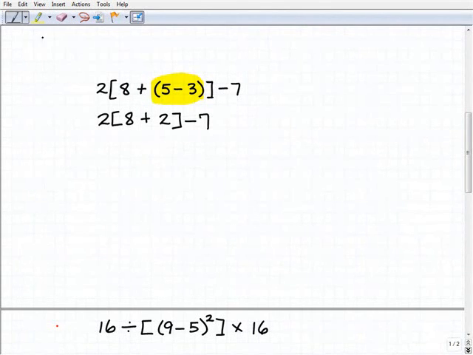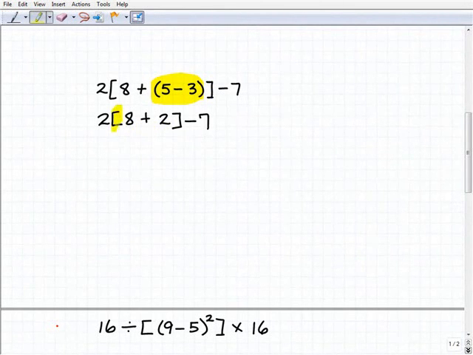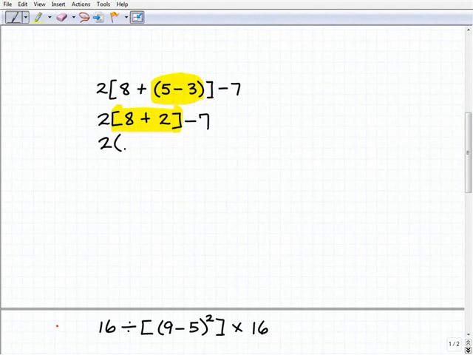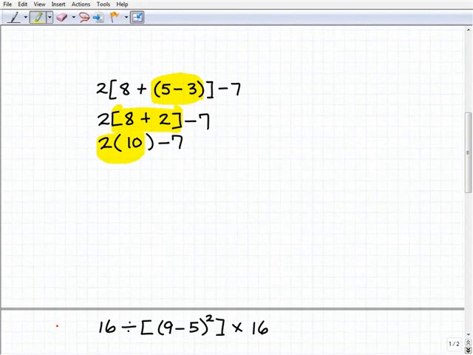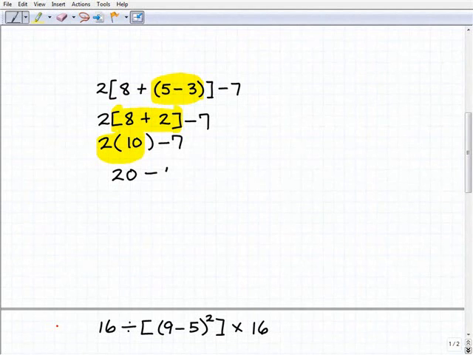Okay, so now I'm looking for any more grouping symbols or parentheses, and I have them. These brackets are the same as parentheses. They mean the same thing in mathematics. So I'm going to work on what's inside of those brackets, and I have 2 times 10, 8 plus 2 is 10, minus 7. So right here, this is multiplication, and then of course I have subtraction. And we know, according to PEMDAS, that multiplication comes first. So now I have 20 minus 7, and of course that is 13.